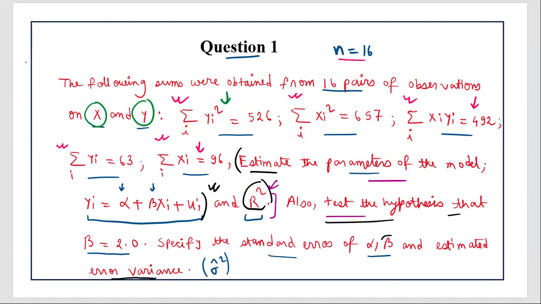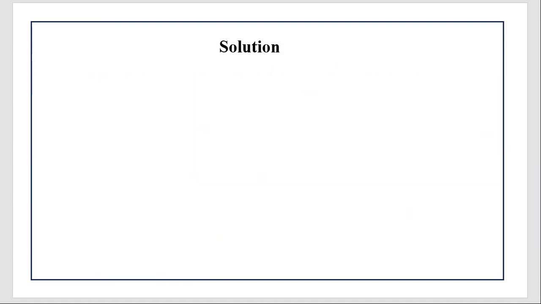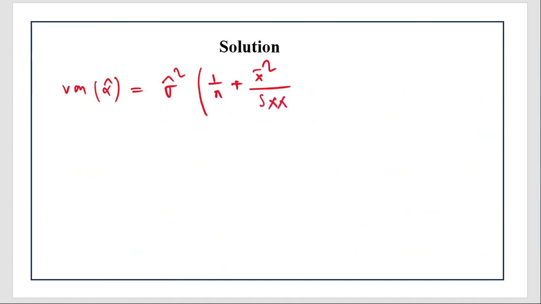Now, the standard error of beta we have already calculated by computing the statistic. So that is done, and the estimated error variance is also done. So you have to find the standard error of alpha. Do you remember the formula of variance of alpha cap? The formula was sigma cap square times (1 upon n plus x bar square upon Sx). This is the formula.